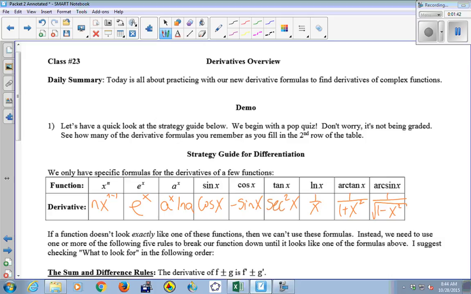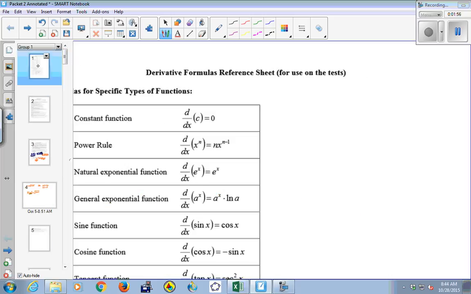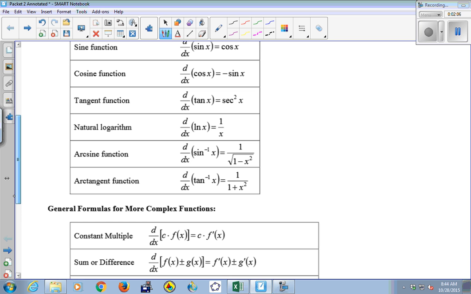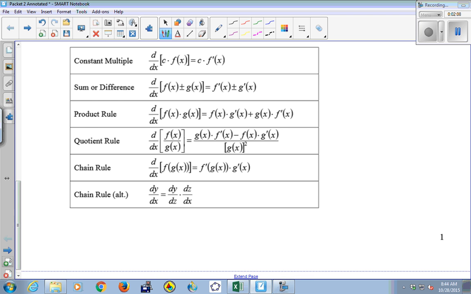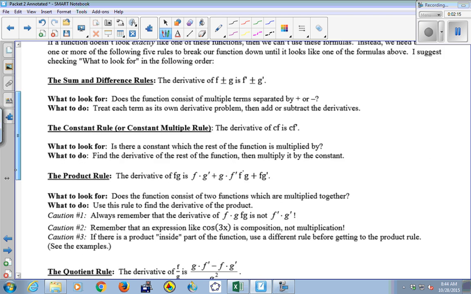There's an actual filled in version of that chart on the front page of your packet that you will be allowed to use on your test. So let's take a quick look at what you're allowed. You can bring this page with you to the test. See, it says for use on the tests. So you can bring this and your 1 page of your own notes. If you rip this off, it has a front and a back, so you can use both, right? Strategy guide and the formulas.